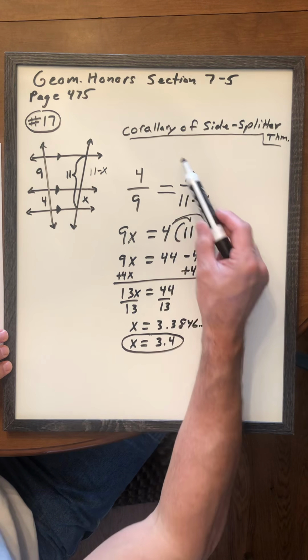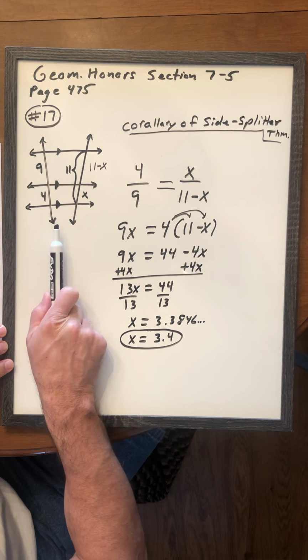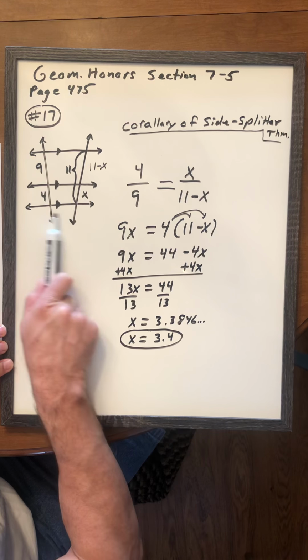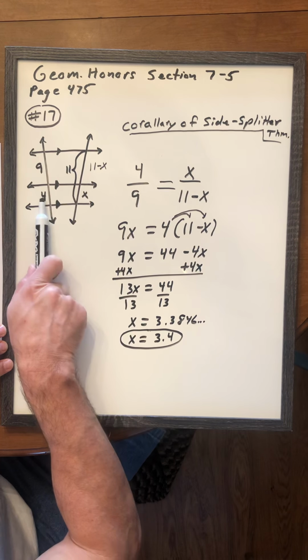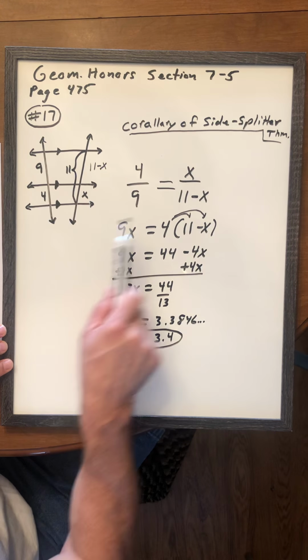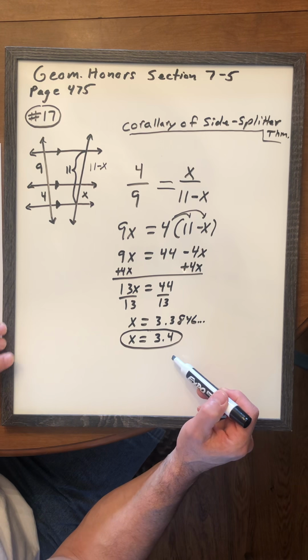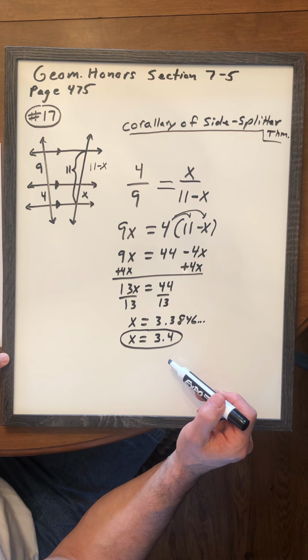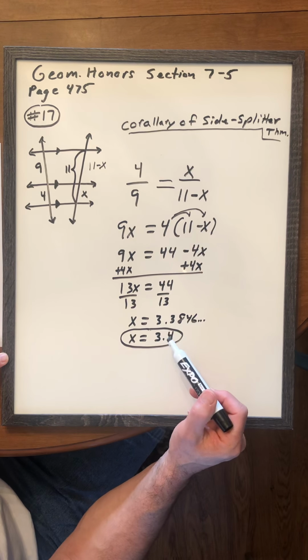So using the corollary of the side splitter theorem, anytime you have a diagram that looks like this, with three parallel lines and transversals, it's going to divide those transversals proportionally. So set up your proportion, then you can cross multiply and solve and find your missing segment. And so this is example number 17. It is part of your homework, and this gives you an example for this corollary of the side splitter theorem.